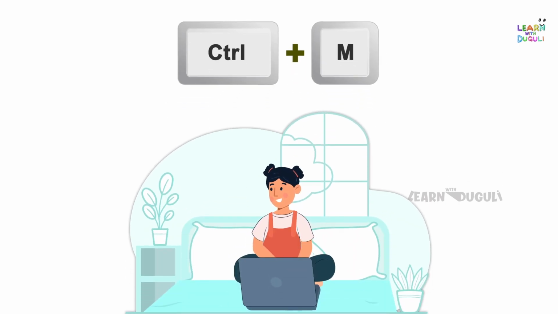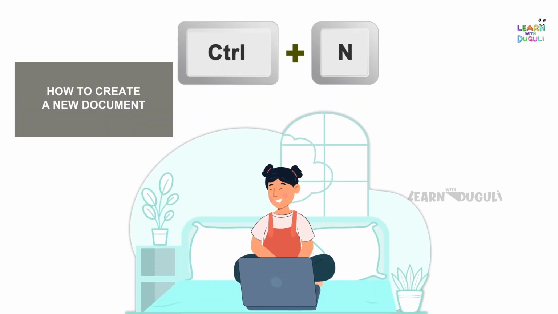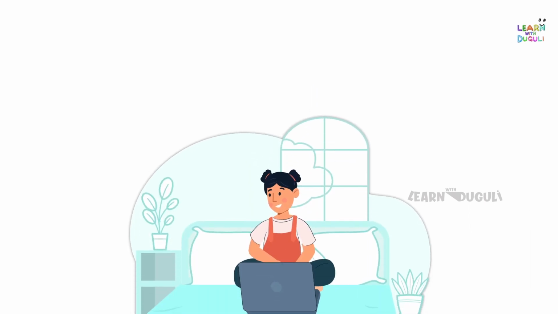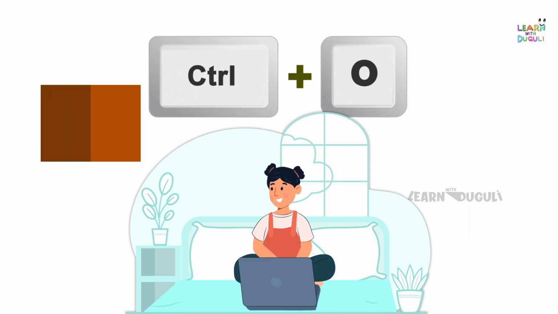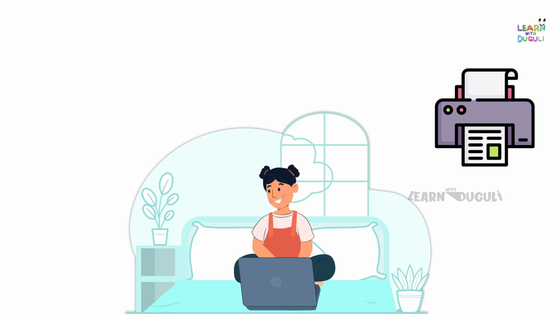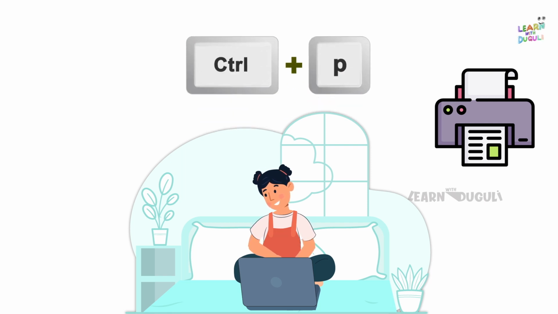Ctrl+M to indent a paragraph. Ctrl+N to create a new document. Open. Shortcut key is Ctrl+O. Print. Shortcut key is Ctrl+P.